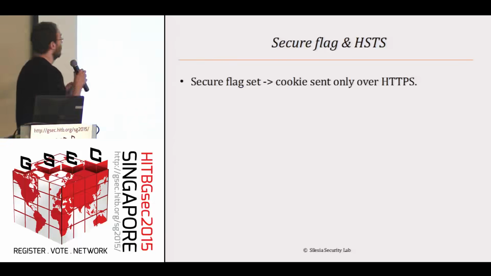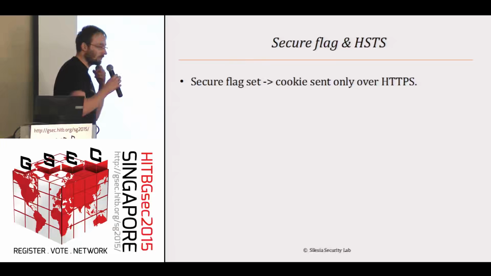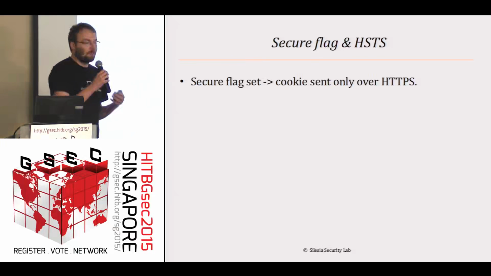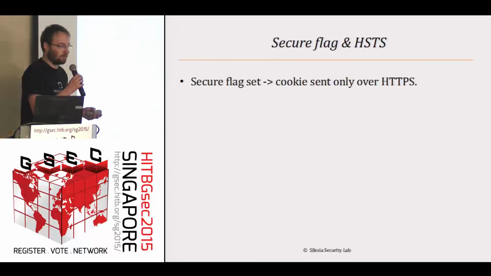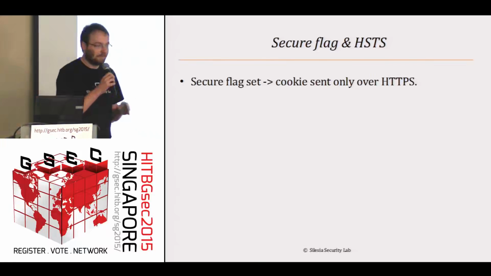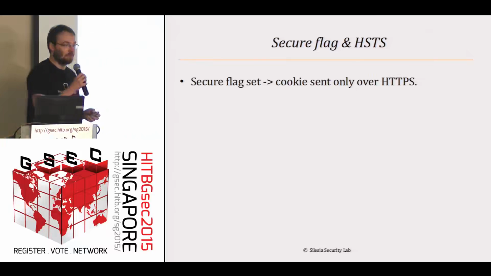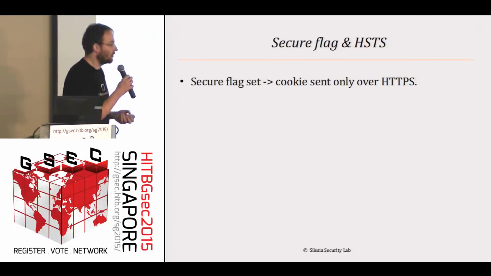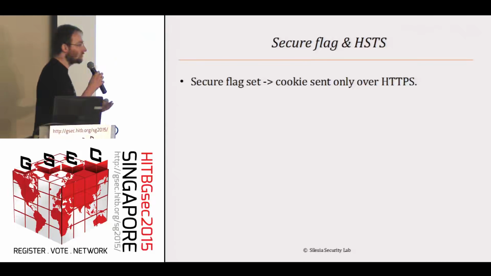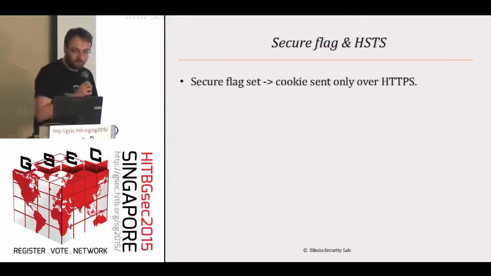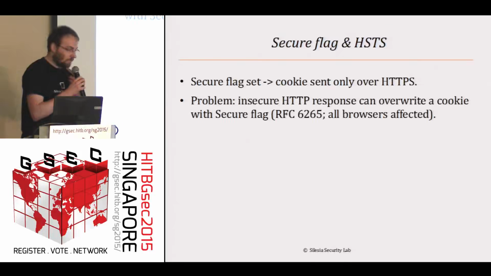What's the reason? Let's start from the basics. We use secure flags because we want to be sure that our cookie will never be disclosed over insecure HTTP. If this cookie has the secure flag, then it will only be sent over secure HTTPS. That's the reason why our authentication cookie, or any other cookie actually, should have this flag. But what's the problem?